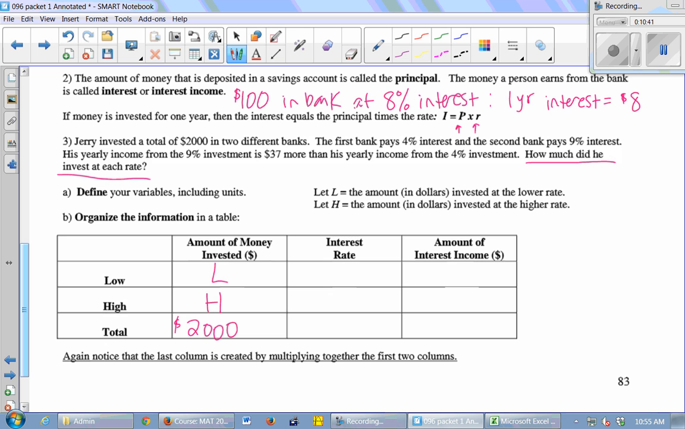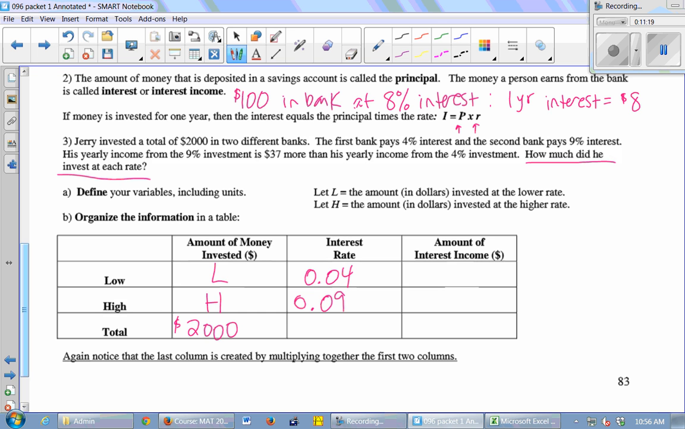Okay, my interest rate at the low rate is 4%. How do I write 4% as a decimal? 0.04. You've got to move it 2 to the left. And my high interest rate is 9%, so I would write that as 0.09. That leading zero doesn't matter, right? You can write it or not write it, it does not matter. Can't leave it as one way and one the other way.